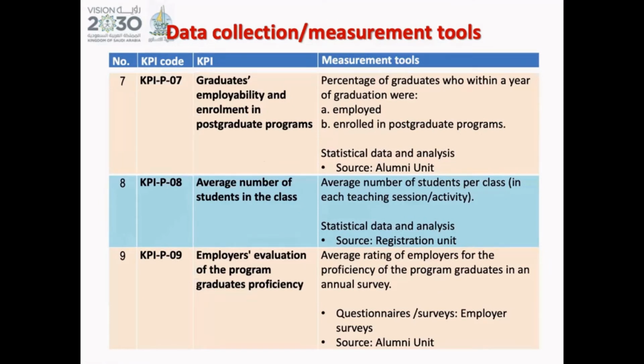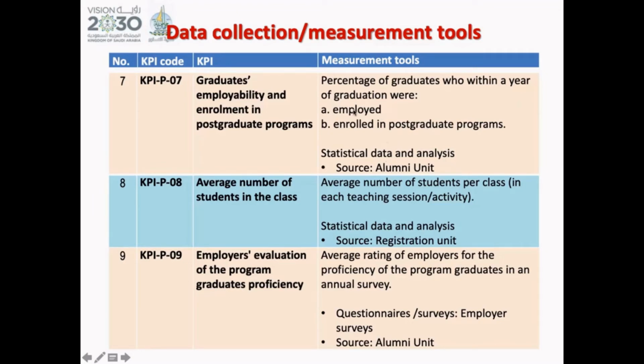KPI number 7 is about graduate employability and also enrollment in postgraduate. The data is the percentage of graduates who, within 1 year after graduation, are employed and or enrolled in a postgraduate program, for example a master program. We also have a problem getting this data. We hope the alumni unit will work more efficiently to get this data.